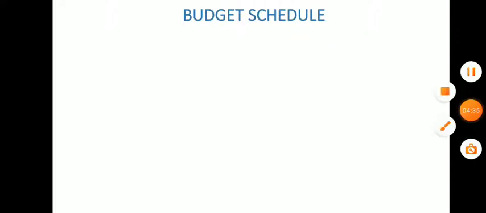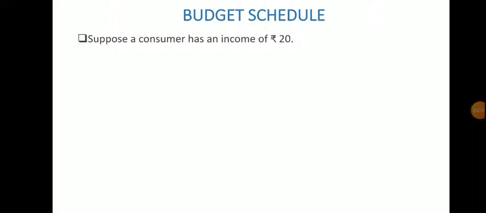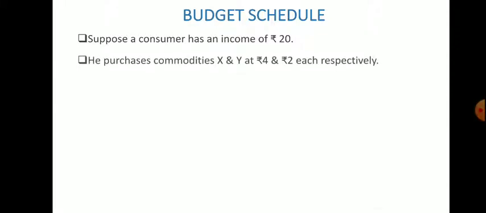Now, what is budget schedule? As I mentioned earlier, a schedule is something which is represented in tabular form. So, here suppose the consumer has an income of rupees 20, and there are two commodities, say for example X and Y, and the price of X is rupees 4 and the price of Y is, say, rupees 2.